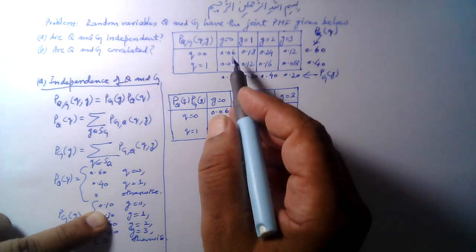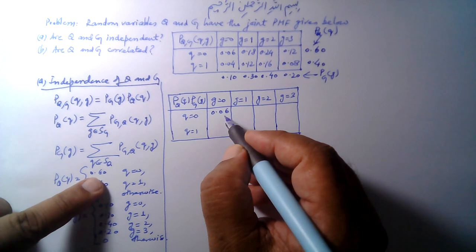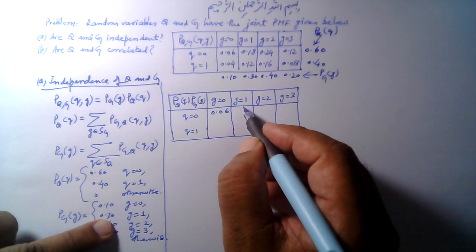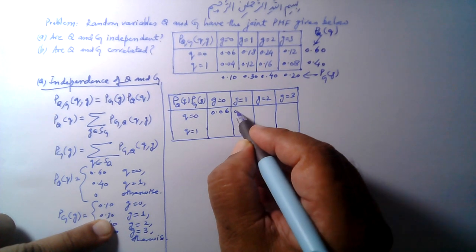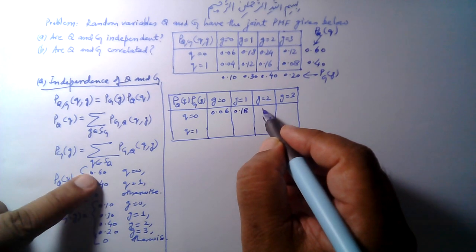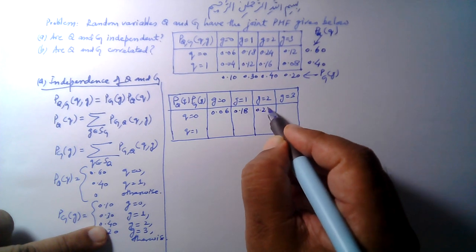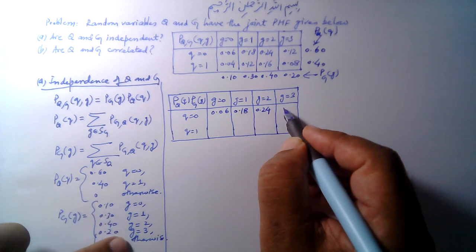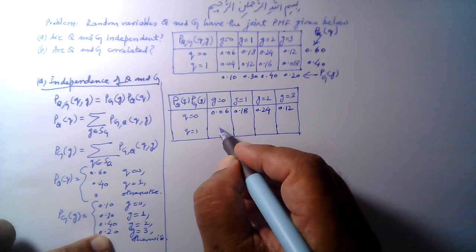The first value is the same at least. So let's continue. For Q is equal to 0, we have 0.60, and for G is equal to 1, we have 0.30. So 0.6 multiplied by 0.3 is 0.18. So Q is equal to 0 and G is equal to 2, we have 0.24. And Q is equal to 0 and G is equal to 3, we have 0.20. So this is 0.12, right?